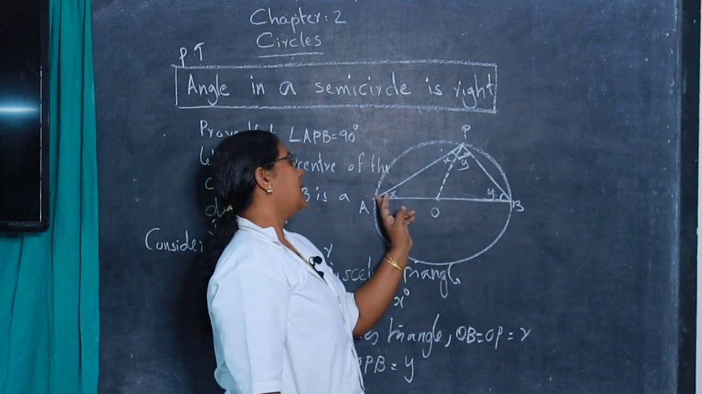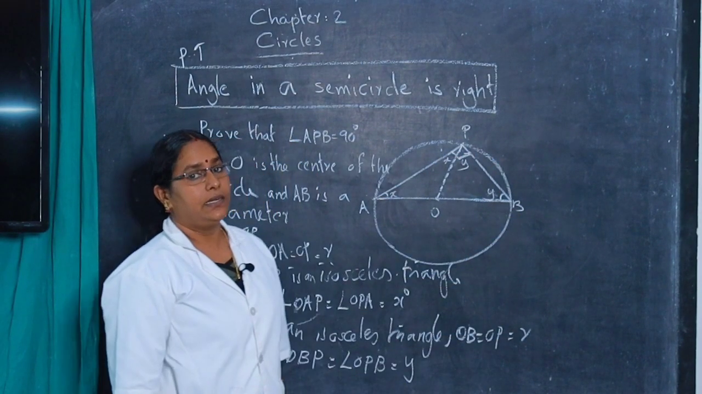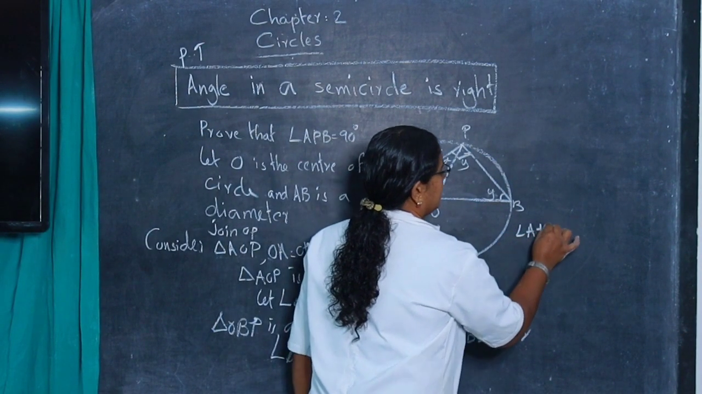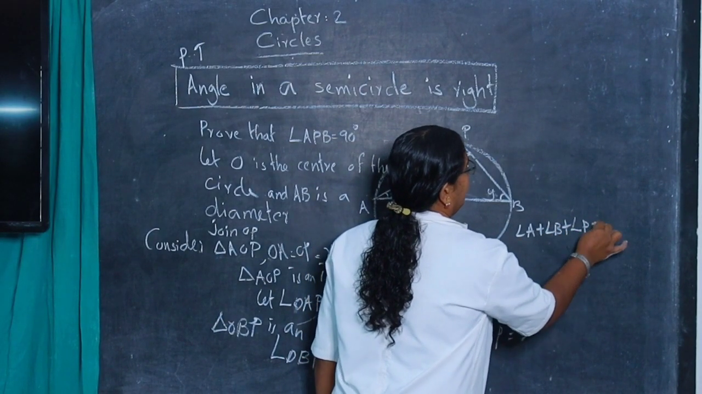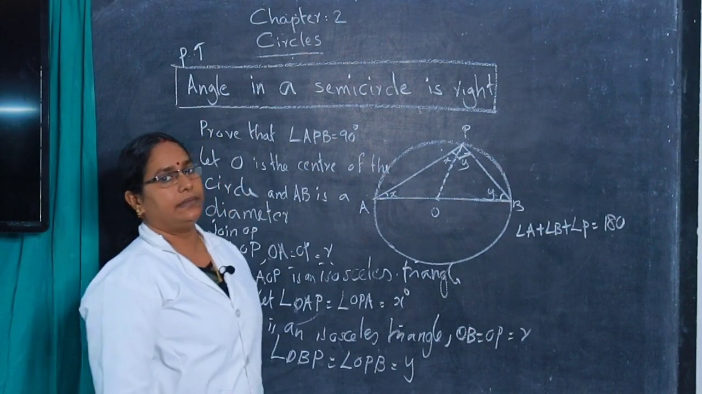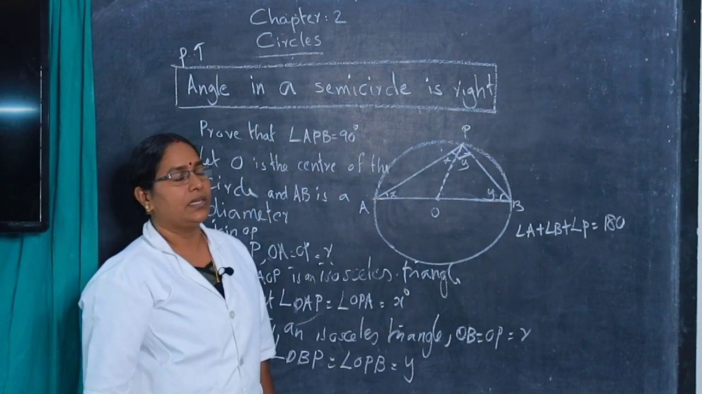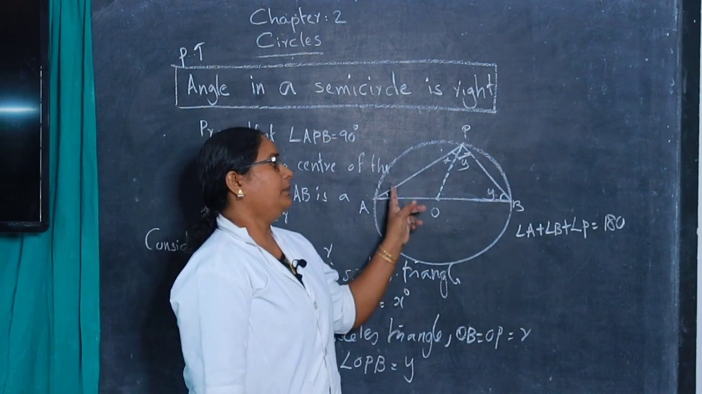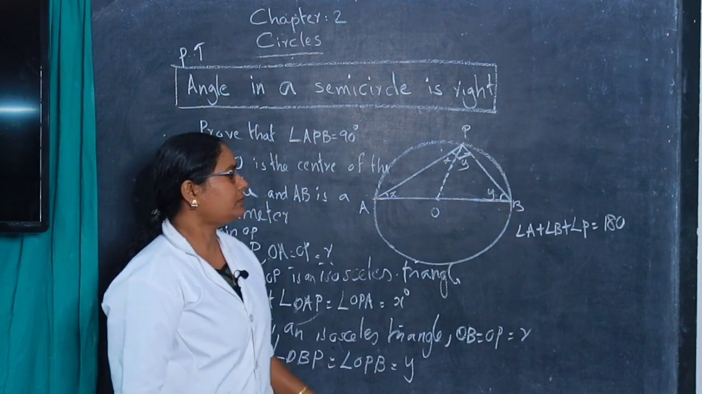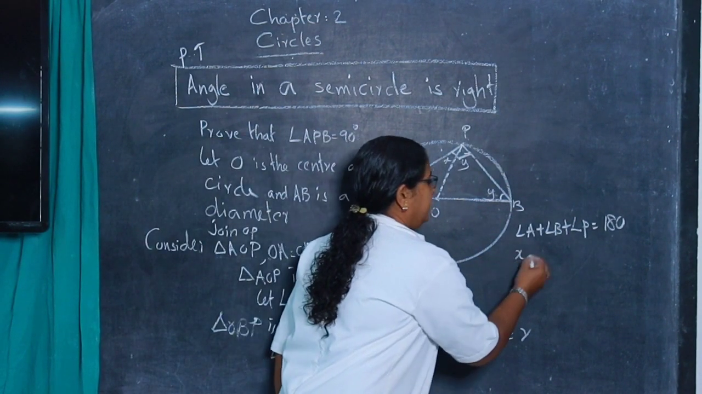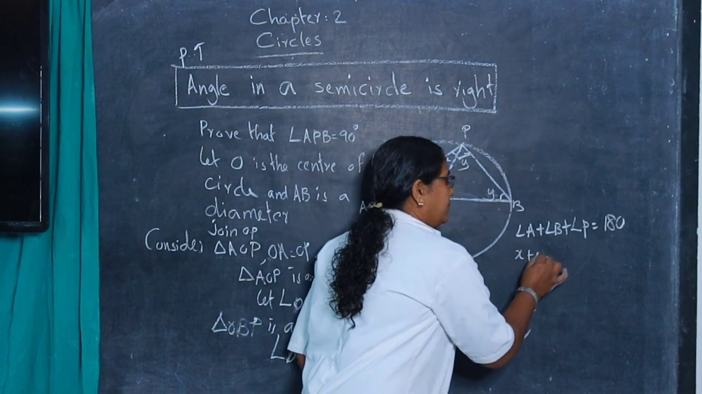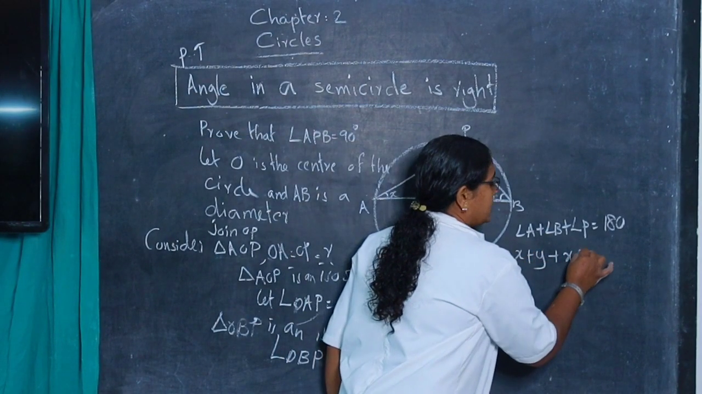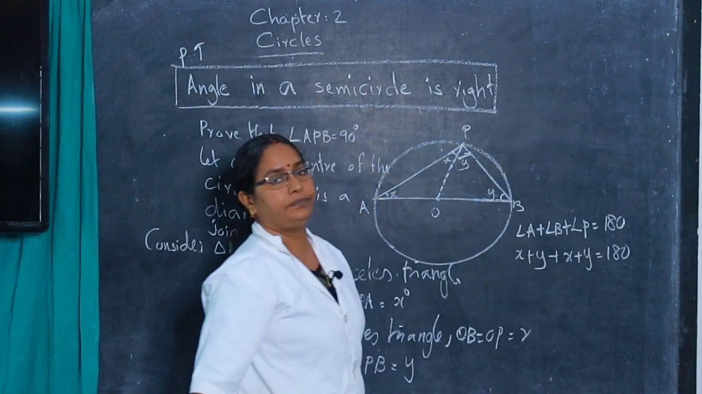We want to prove angle APB is 90 degrees. Adding all the angles, angle A plus angle B plus angle P equals 180 degrees. What is the reason? This is a triangle, and the sum of the angles is always 180 degrees. Here A is marked X degrees, B is marked Y, and P is X plus Y. So X plus Y plus X plus Y equals 180 degrees.